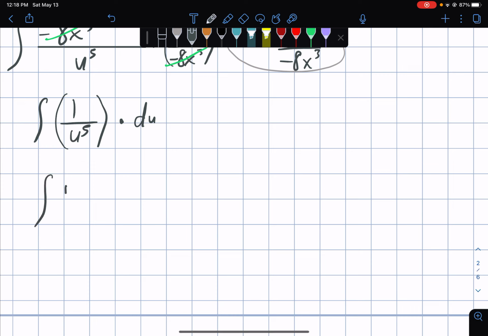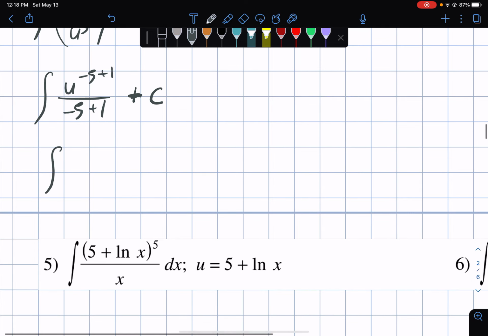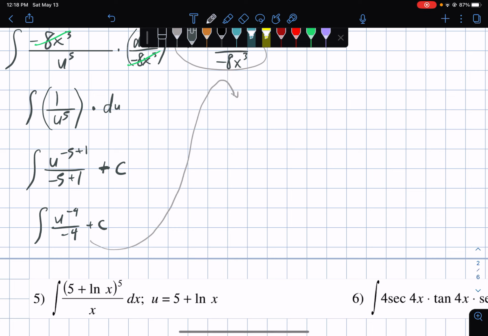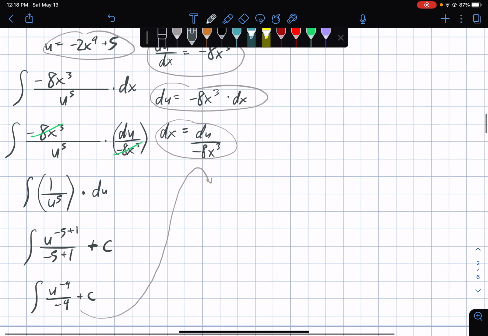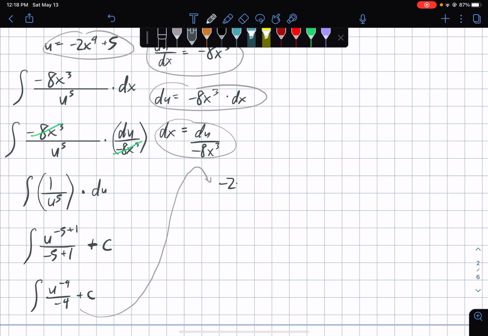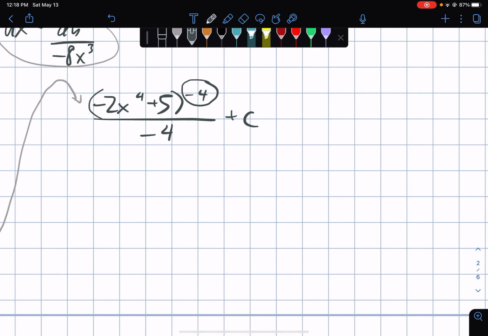So reciprocate, you will get u raised to negative 5, and then if you apply power rule, we have this kind of thing, and then du will be plus c, and then u raised to negative 4 over negative 4 plus c. Yeah, I think that's it. And then we start subbing u with its actual value. That is negative 2x raised to 4 plus 5, and raised to negative 4 over negative 4 plus c. Reciprocate again, and we have this.